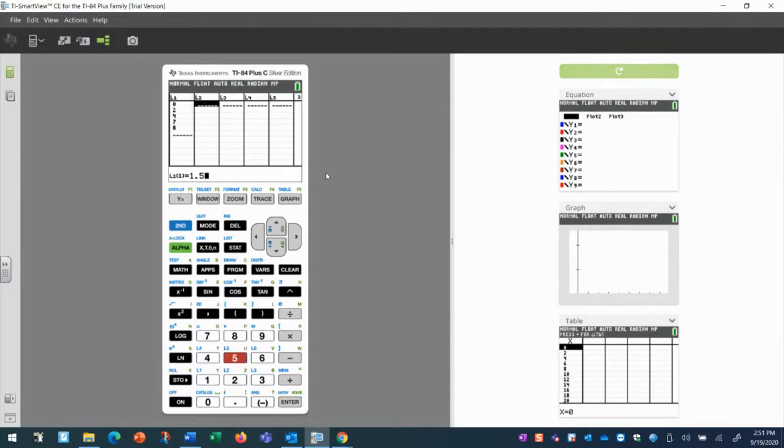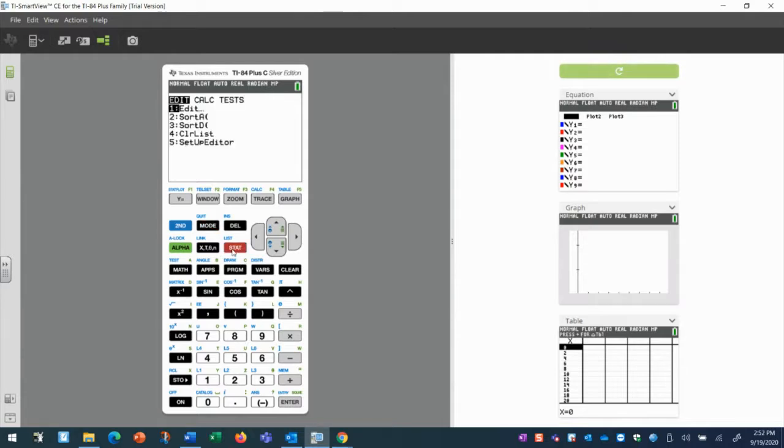After I enter my data points, I want to check to make sure that my entries are correct. I double check my work. Now that they're correct, I come out, hit second, quit. I want to get my regression equation.